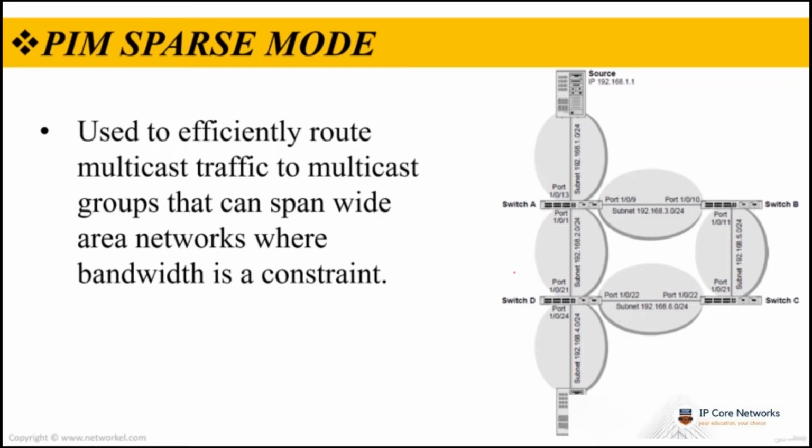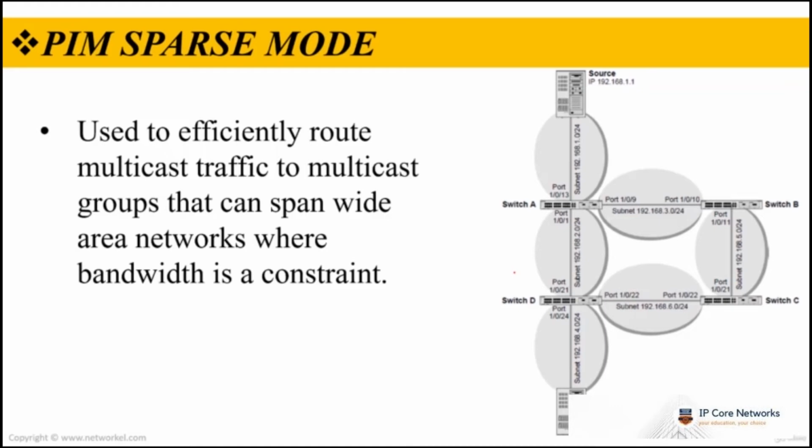A data threshold rate is defined for toggling between trees, and PIM Sparse Mode uses a bootstrap router (BSR) which advertises information to other multicast routers about the rendezvous point.